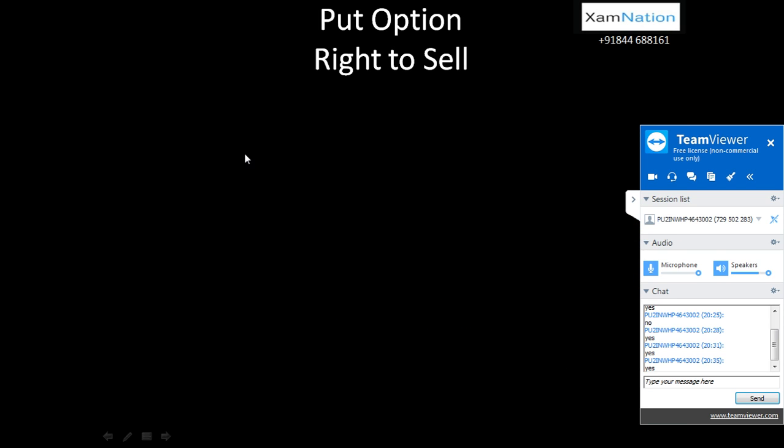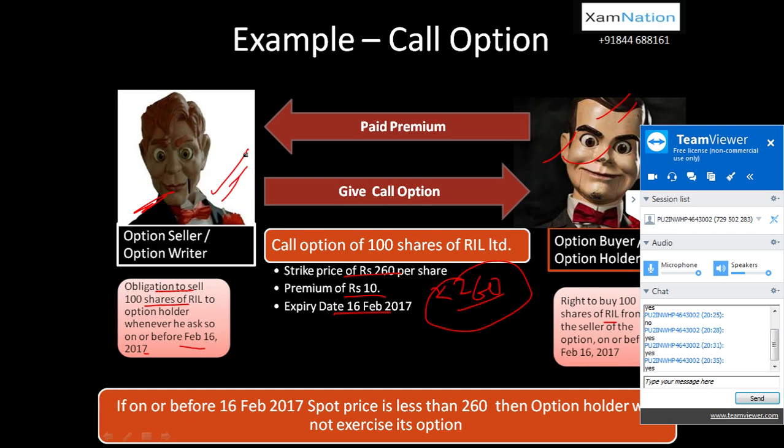Yes? Yeah, one question. If the spot price is 300 and he exercises the option and buys at 260, when will the shares be transferred to him, in T plus 2 days or immediately? See, we will see the transaction type here. It may be that a physical transfer of shares will not happen.